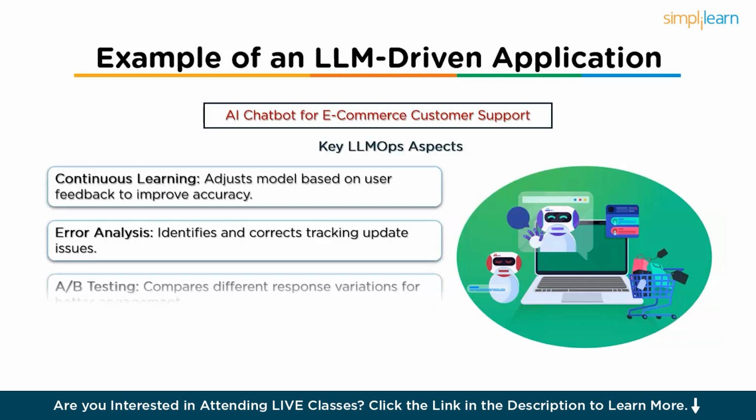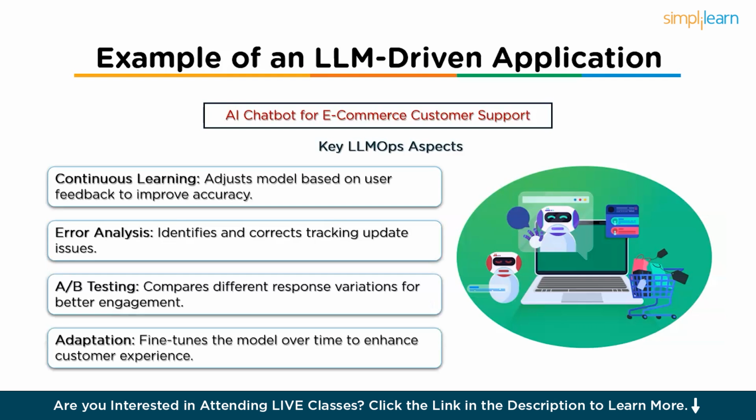As you can see, the key aspect of LLMOps in this scenario is continuous learning and adaptation. If multiple users provide feedback that the chatbot is making errors in tracking updates, the LLMOps pipeline ensures that these errors are analyzed and the model is fine-tuned to improve accuracy over time. Additionally, A/B testing is used to evaluate different variations of responses and improve user engagement.